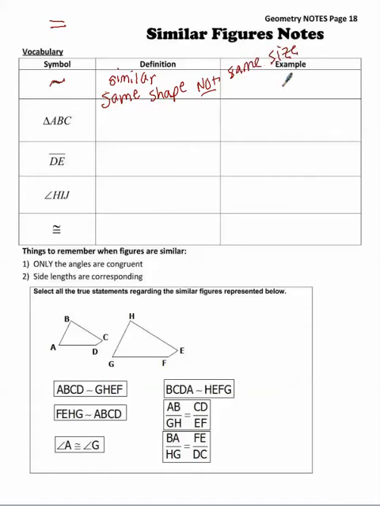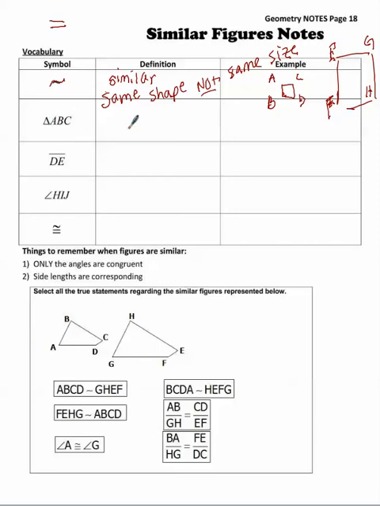So for example, you maybe have a small square labeled A, B, C, D, and then a large square labeled E, F, G, H. So they are the same shape, they're both squares, but they're different sizes.